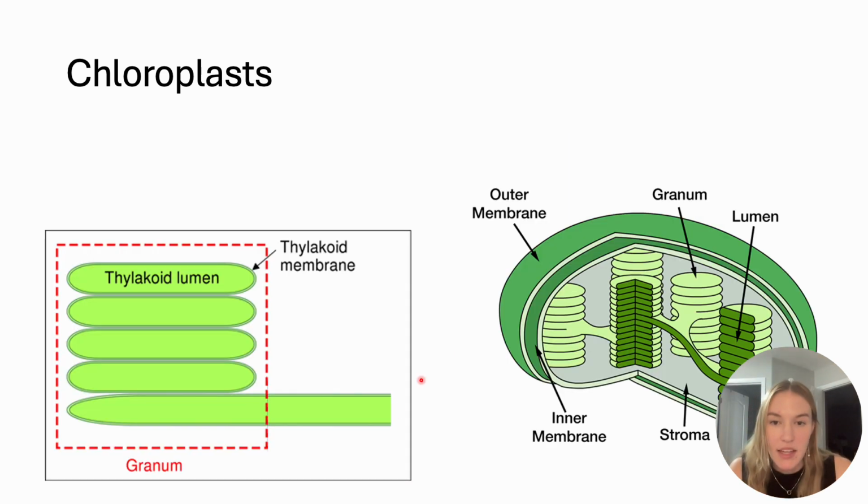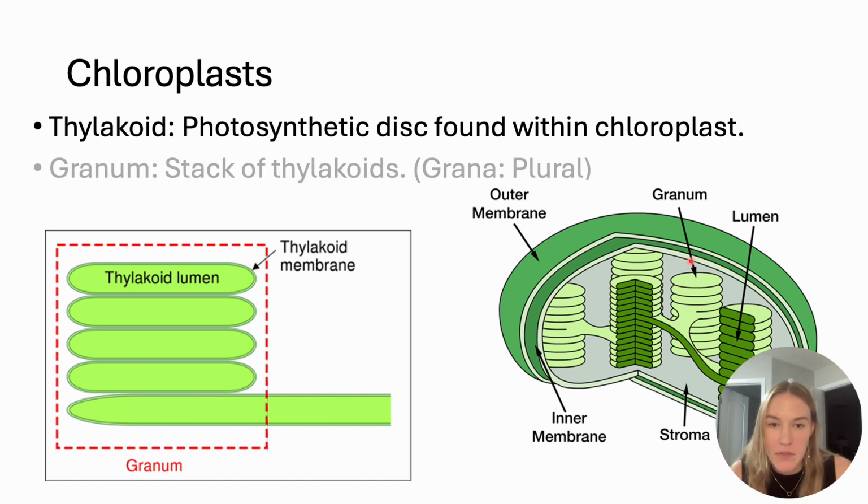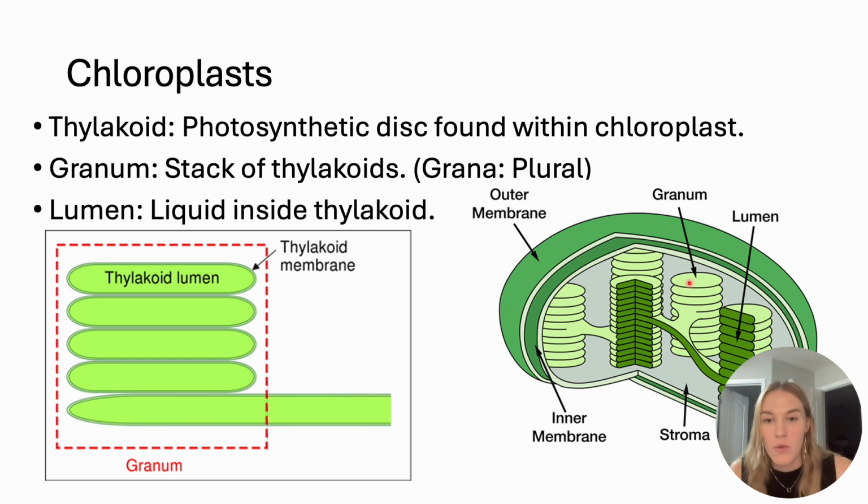Now, the chloroplasts have other parts to them called the thylakoids. So these thylakoids are basically a little disc. I call it a pancake. That's not very biological, but it's this disc thing that actually has its own membrane where those light reactions occur. Now, if I stack these pancakes on top of each other, we call it a granum. So a granum is just a stack of thylakoids. Now, because these thylakoids have their own membrane, they have their own liquid inside of them, and that liquid is called the lumen.